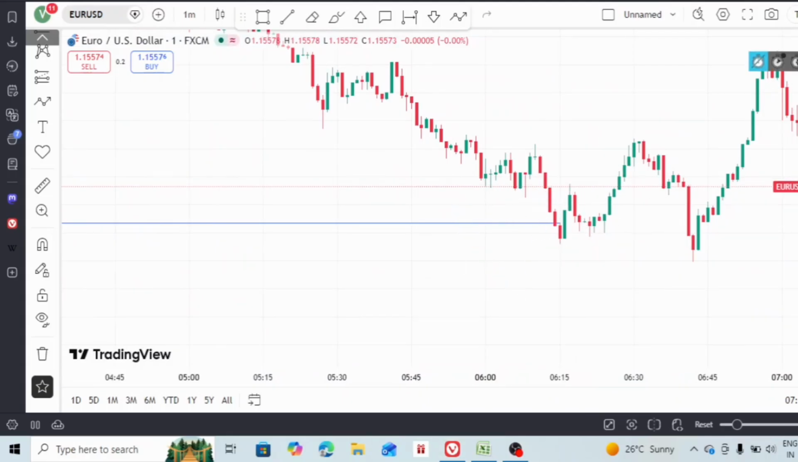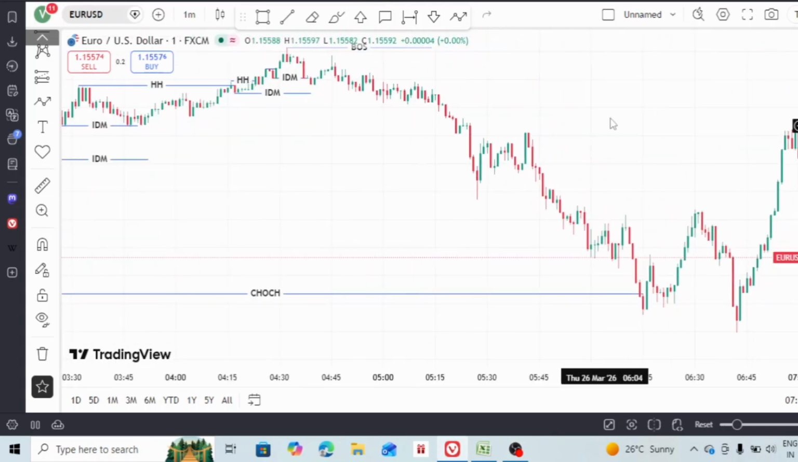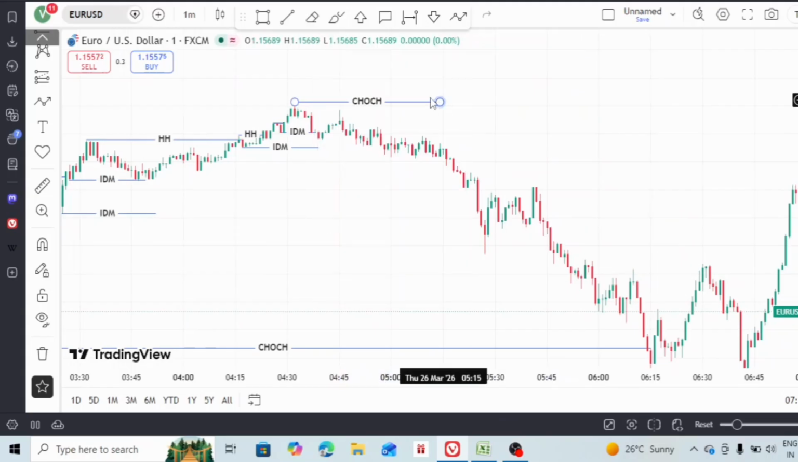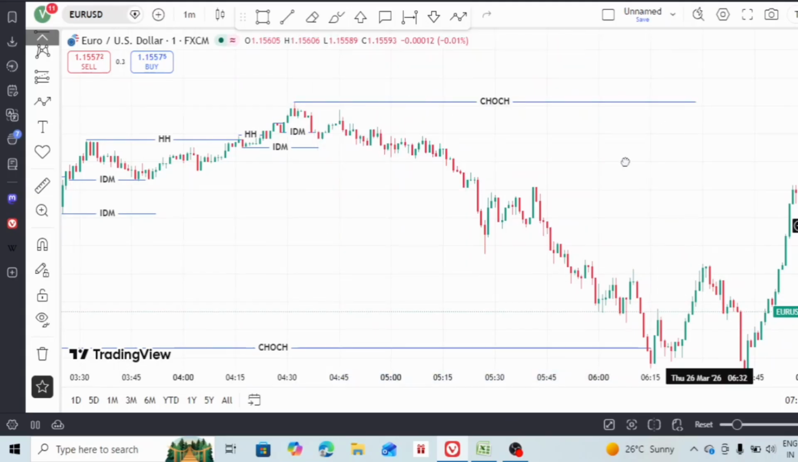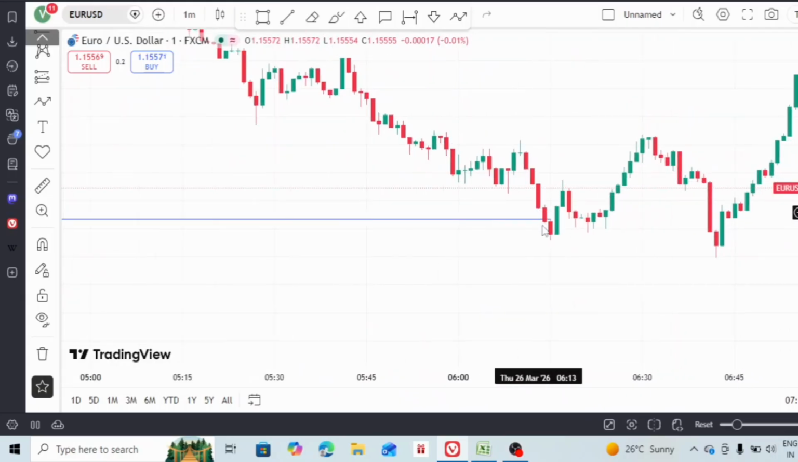So previously the market was going in an uptrend, but now it is in a downtrend. So this highest point, the breakout structure level, will become the change of character level. This will be the change of character. See, the market is going in a downtrend now. It has broken out with the body.